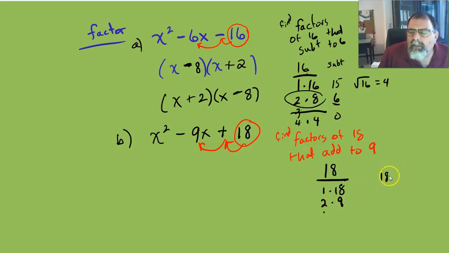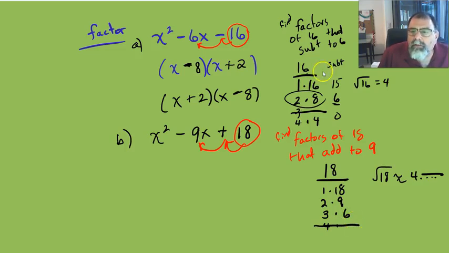Square root of 18 is like 4 point something something. So we can chop off all that. So we just have to go to 4. So 18 divided by 3 is 6. 18 divided by 4 is a decimal number. So we throw that one out.